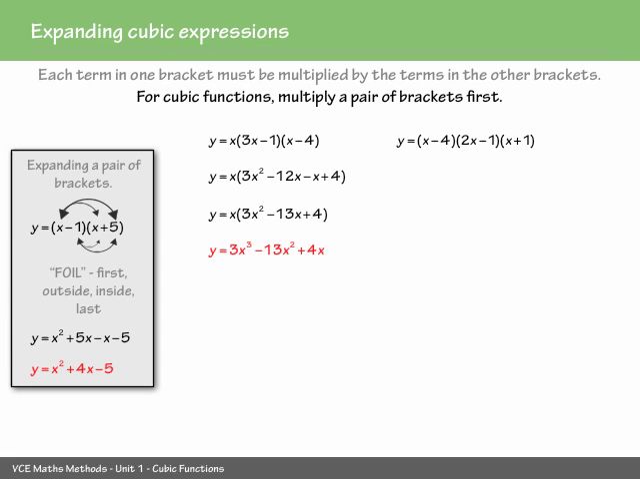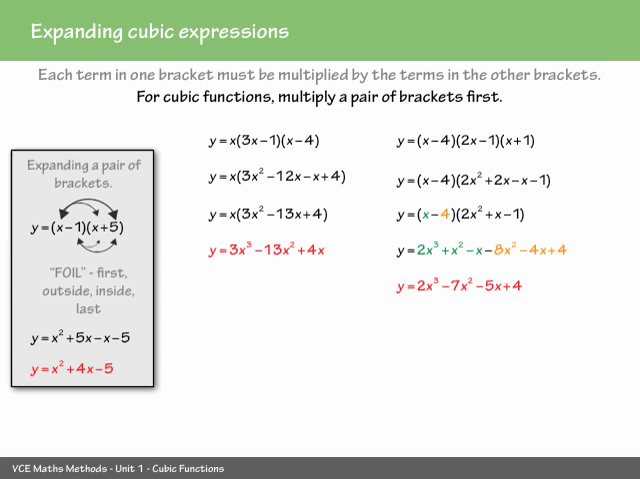Next one's slightly trickier because we've got 3 whole bracketed terms here. Again, we're going to deal with 2 starting off. So I've taken the last 2, which gives us 2x squared plus x take 1. And now what we're going to do is look at multiplying by the x and by the minus 4. So by the x, we get this one, 2x cubed plus x squared take x. And by the minus 4, we get this one, 8x squared take 4x plus 4.